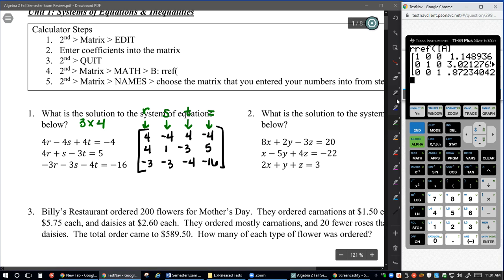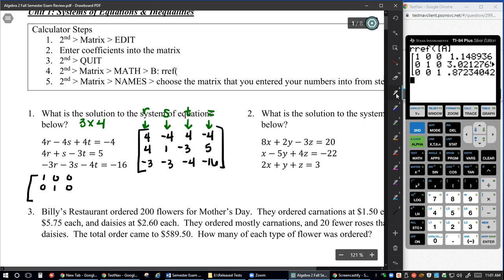And so this is the resulting matrix that you get from your calculator. So I'm going to go ahead and write it down for notes purposes. So 1, 0, 0, 0, 1, 0, 0, 0, 1. So this is a 1.15, this is 3.02, and this is 0.87. So what this says is that your R is equal to 1.15, and your S is equal to 3.02, and your T is equal to 0.87.